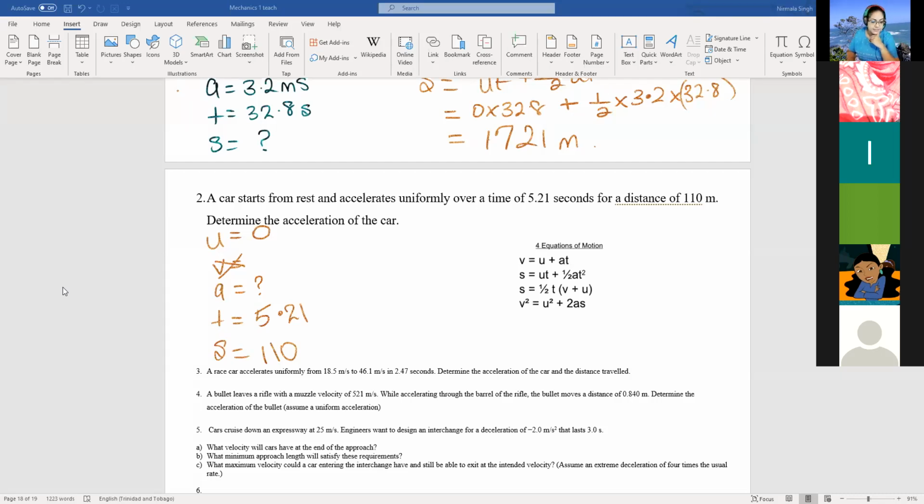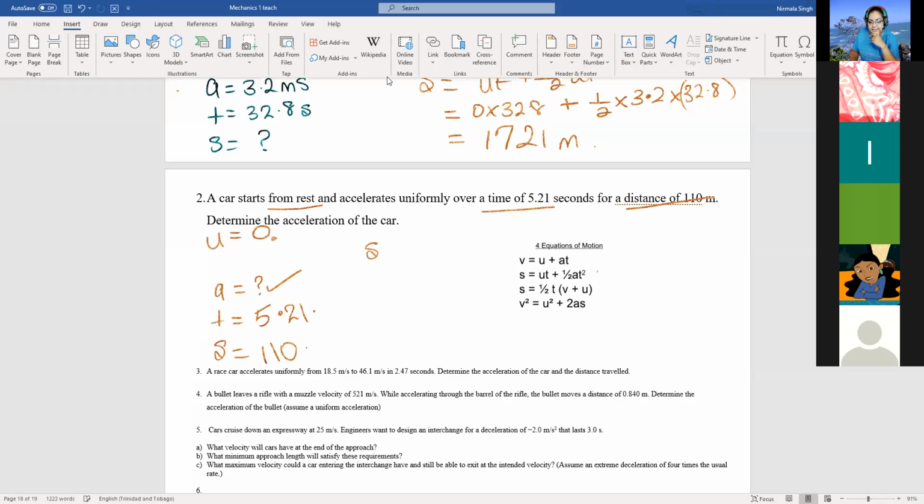As I said, the first thing you do is write down your UVATs. You see, even I use the term UVATs. And you start putting numbers. So let's read our question. It starts from rest, and this indicates that U is 0. It accelerates uniformly over a time of 5.21 seconds over a distance of 110. And they have asked us to find the acceleration. So that means we don't want anything to do with V, so I just take out the V. So if we look here, we use equation 2 again.